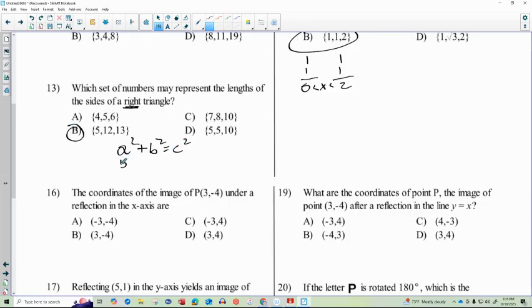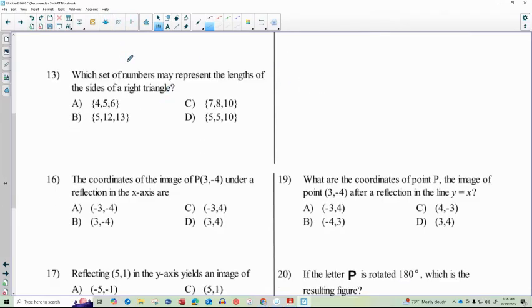I'll show you why. 5 squared plus 12 squared. Is it equal to 13 squared? Well, 5 squared is 25. 12 squared is 144. And 13 squared is 169. 25 plus 144 is 169. That is equal to 169. Therefore, that can be a right triangle. All right. Cool.